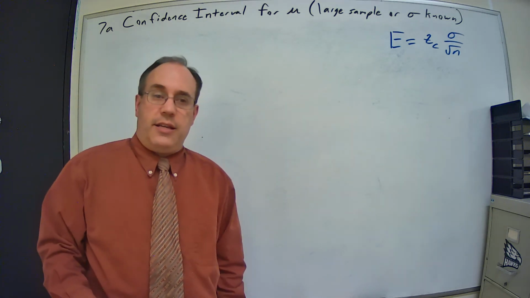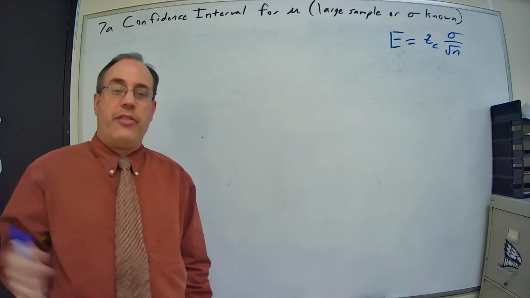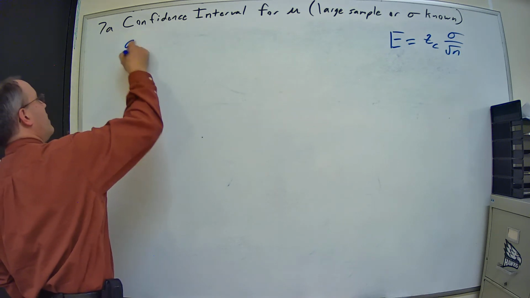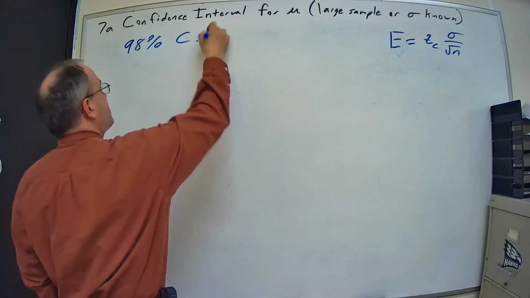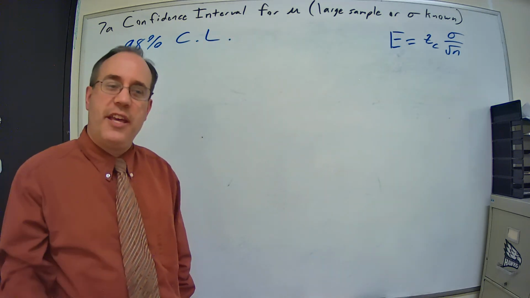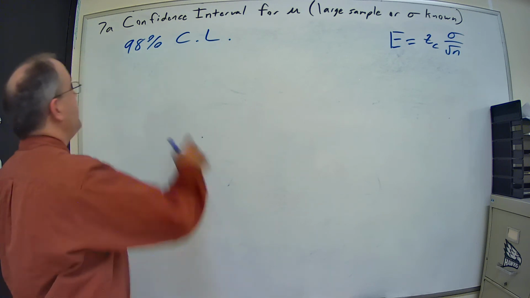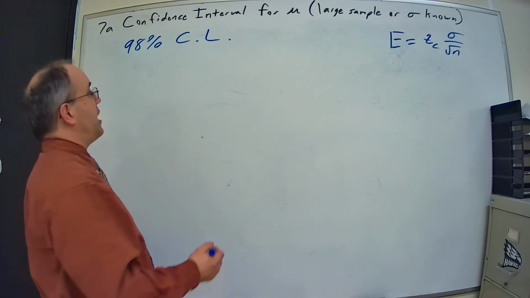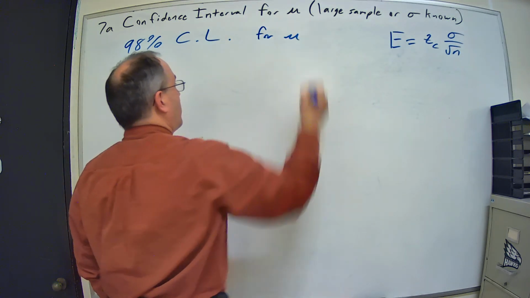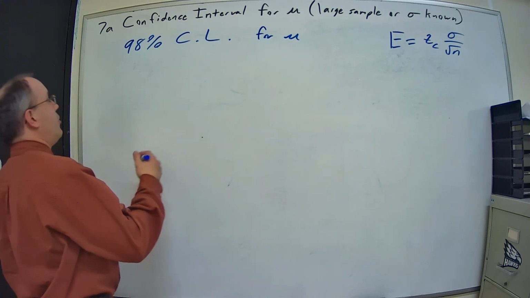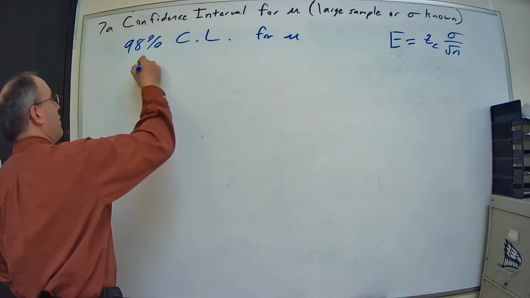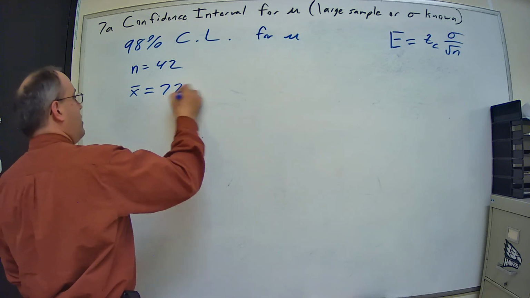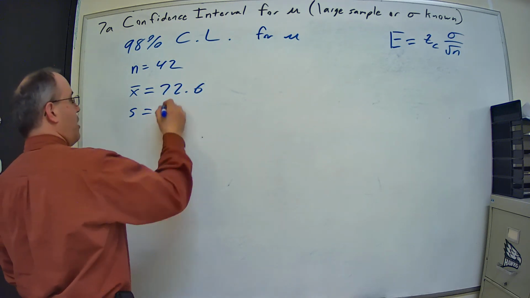Okay, so we want to find the average grade on the final exam. And we want to find it at a 98% confidence level. I'm going to write CL: CI was confidence interval, CL confidence level. So at a 98% confidence level, we want to find the population mean, mu, or the average grade on the final exam. So we take a sample of 42 exams, and we find an average grade of 72.6 with a standard deviation of 11.1.